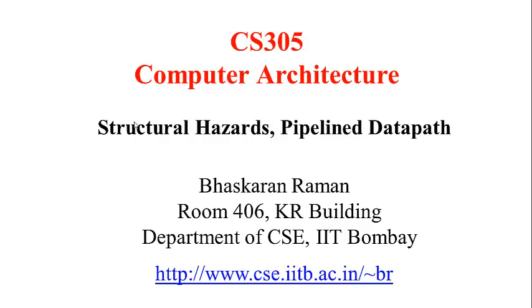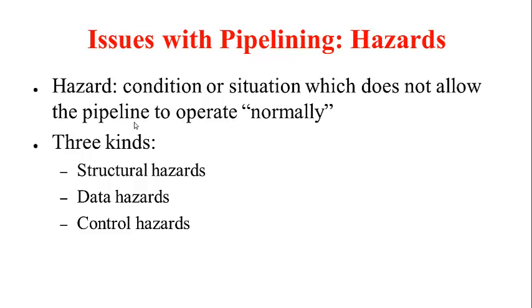We are now going to look at the MIPS pipeline data path and how to deal with what are known as structural hazards. A hazard is nothing but a condition or a situation in which the pipeline is not able to operate normally. That is, units of work don't move through the different stages of the pipeline smoothly. When this happens, this is called a hazard.